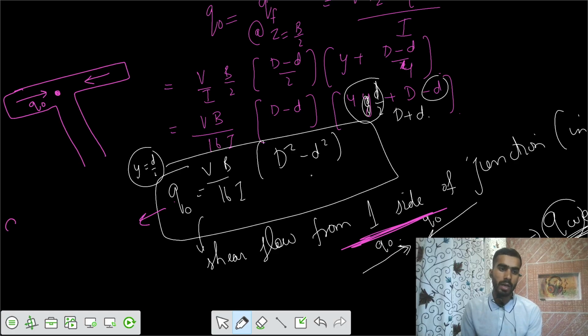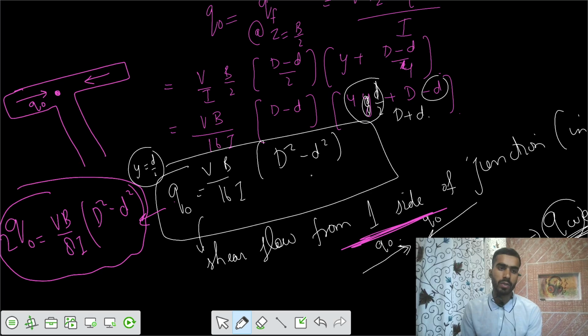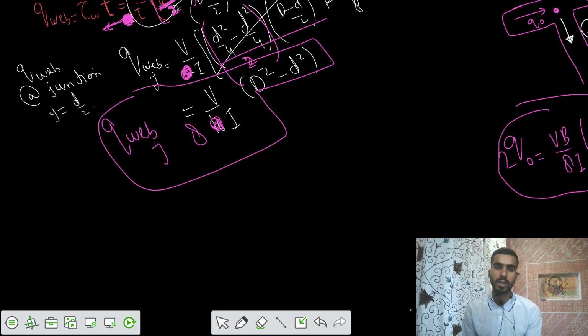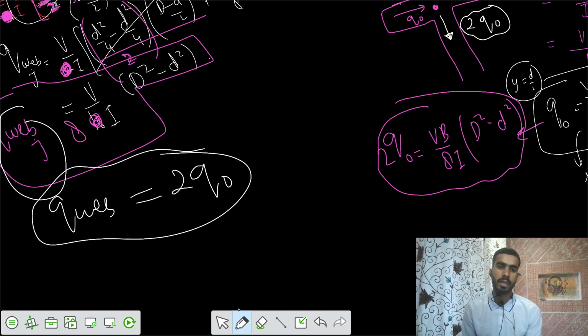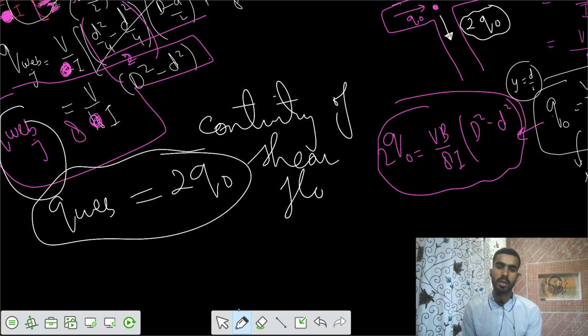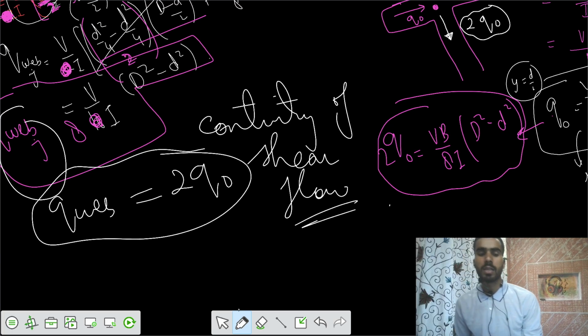So I can say the final 2Q naught would be equal to VB by 8I times (d square minus small d square). So you got this value of shear flow entering into the junction. That means the same value should enter into the web. The same value of 2Q naught should enter into the web. And we want to check whether our equation was correct or not. If you analyze those two values, your Q in the web should be equal to 2Q naught, and that is satisfied. That means continuity of shear flow is satisfied.